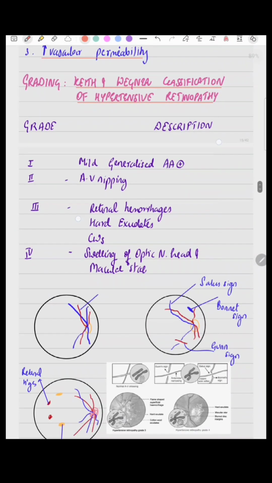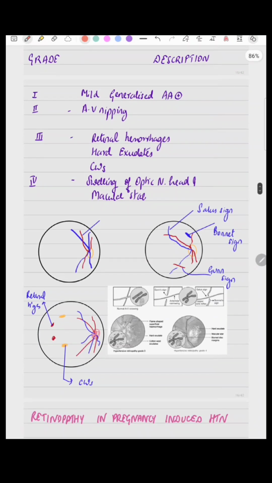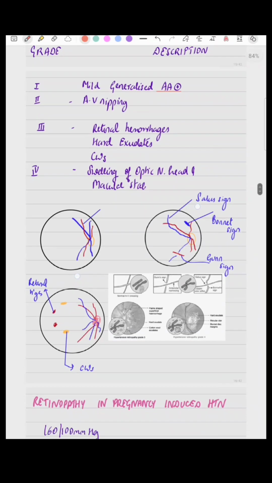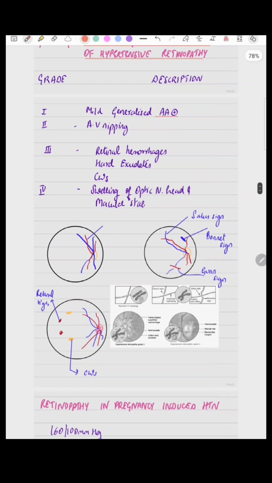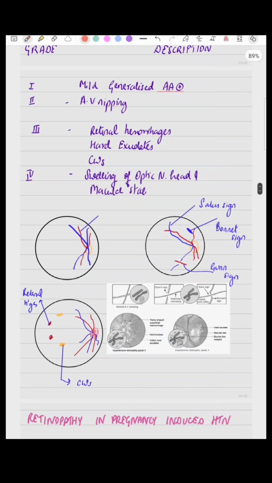Grade 1, there is generalized arteriolar attenuation, mild generalized arterial attenuation, broadening of the arterial light reflex and vein concealment. This is the arterial attenuation. Then in grade 2, there is generalized narrowing of the retinal arterioles, focal attenuation of arterioles and Salus sign, that is an S-shaped deflection of veins at the AV crossing.